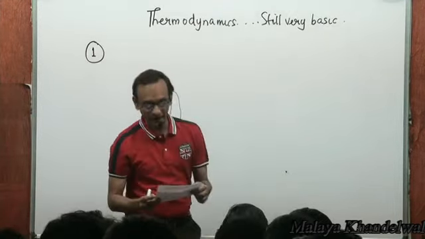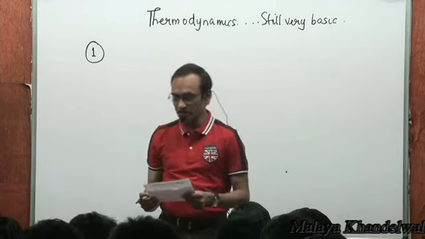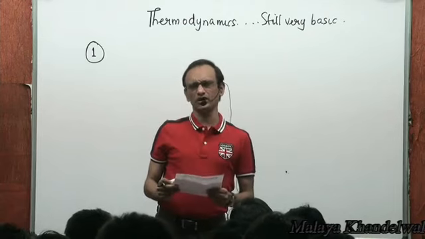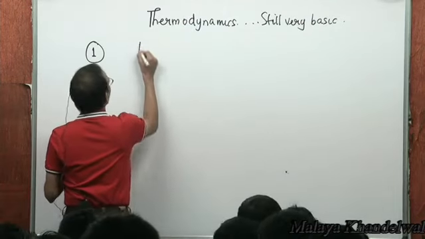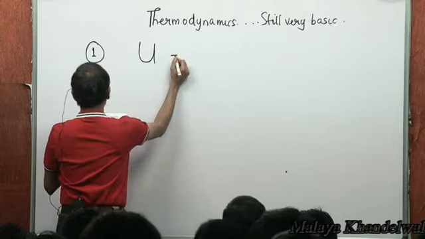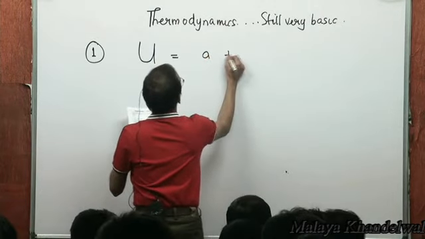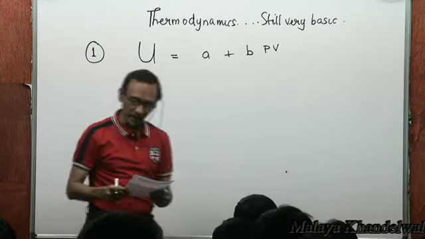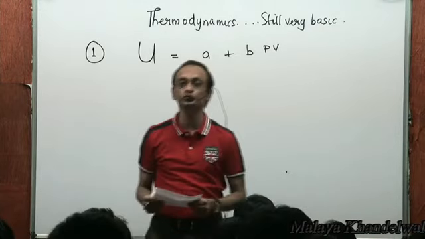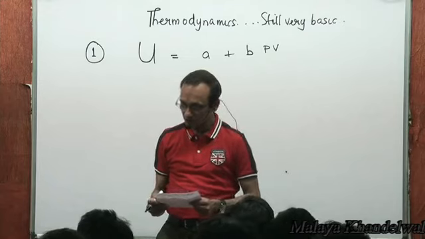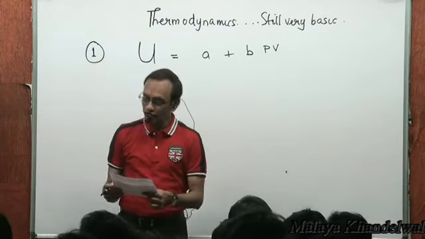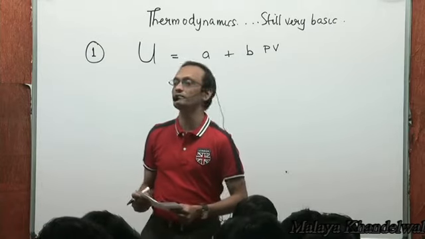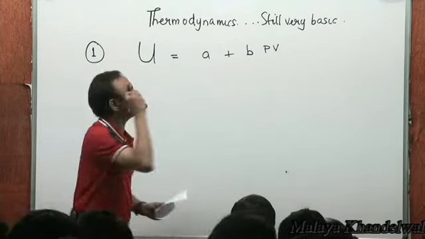a relationship that connects the internal energy, the pressure and volume of an ideal gas in an adiabatic process. A very hypothetical situation, nevertheless. U equals A plus B PV. A and B are constants, P pressure, V volume, U internal energy. We want to find the ratio of the molar specific heats of the gas, that is Cp by Cv, that is gamma, what we seek to find here.